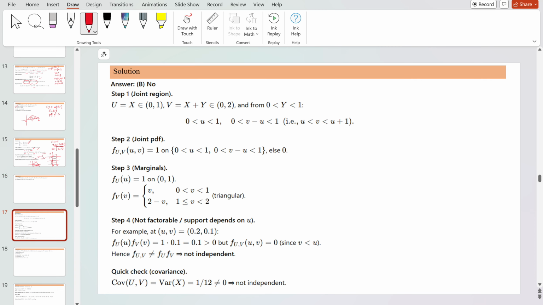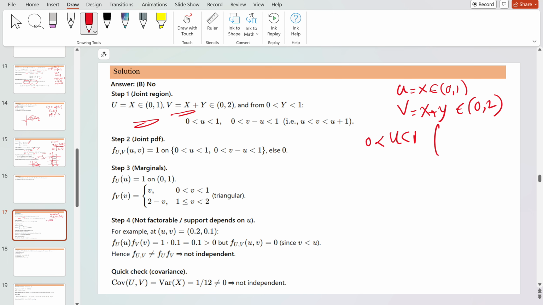When you see that X belongs to 0 to 1, and V is equal to X plus Y, so V will belong to 0 to 1. U will be between 0 to 1 simply, and V minus U will be 0 to 1, because Y is equal to V minus X, and X is U, so V minus U.